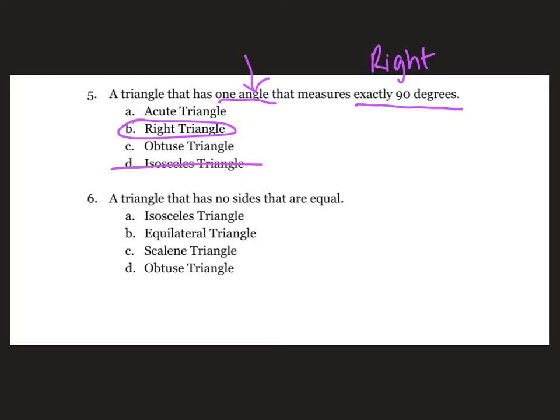All right, number 6, a triangle that has no sides that are equal. No sides that are equal tells me it can't be equilateral. It can't be isosceles because that would be two sides that are equal. Obtuse doesn't make any sense because that's talking about angles and we're talking about sides. So it has to be a scalene triangle.